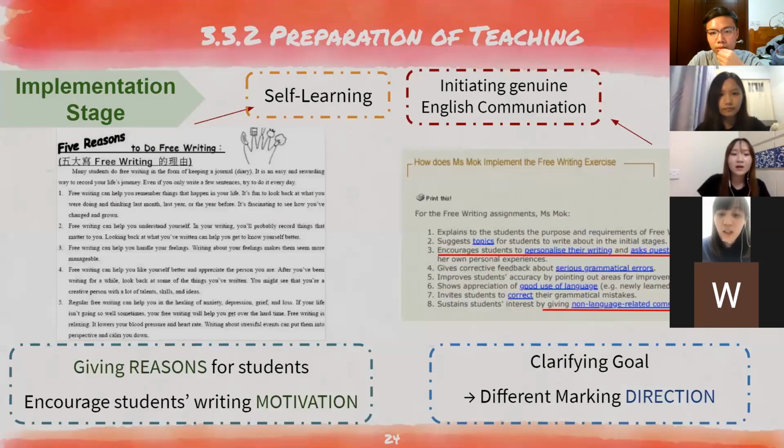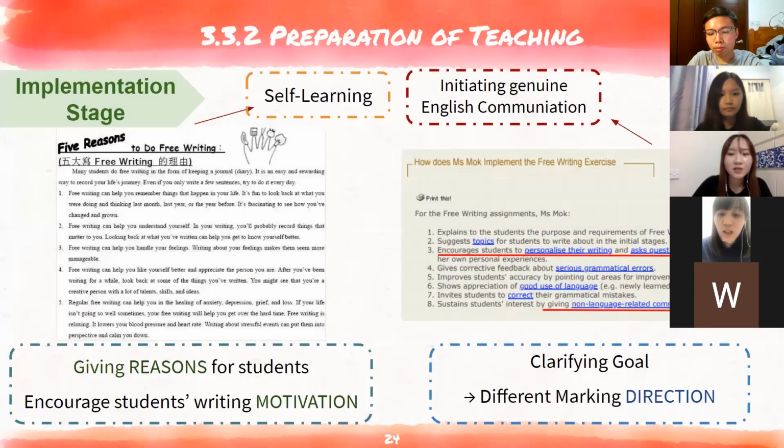For preparation of teaching to promote self-learning, reasons for doing free writing are provided to students in a bid to encourage students' writing motivation. This can persuade students to start writing since it has benefits. Free writing has a clear goal. Teachers want to initiate genuine English communication. Thus, they will have a different marking direction, not only sticking to the traditional writing marking, but they would give some non-language related comments and give responses to their writing.